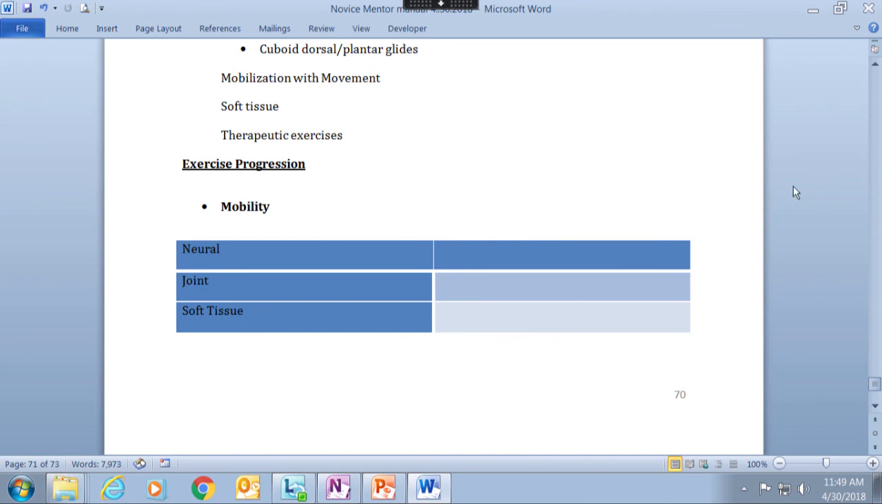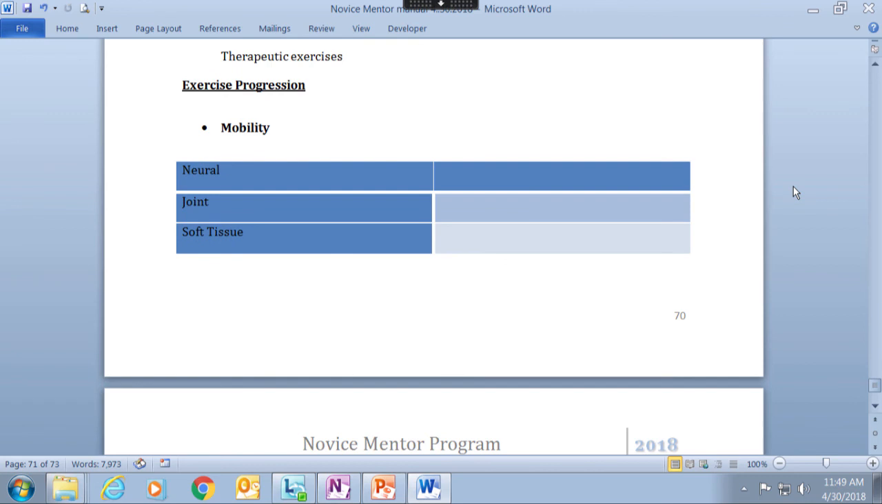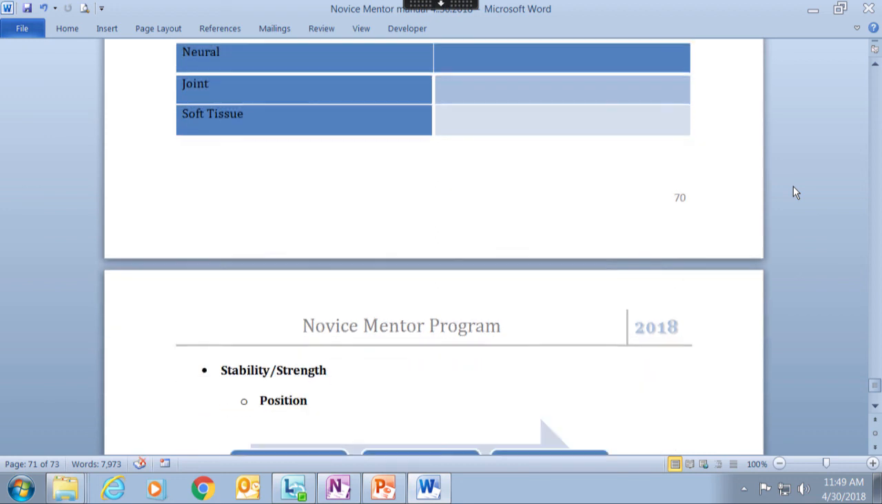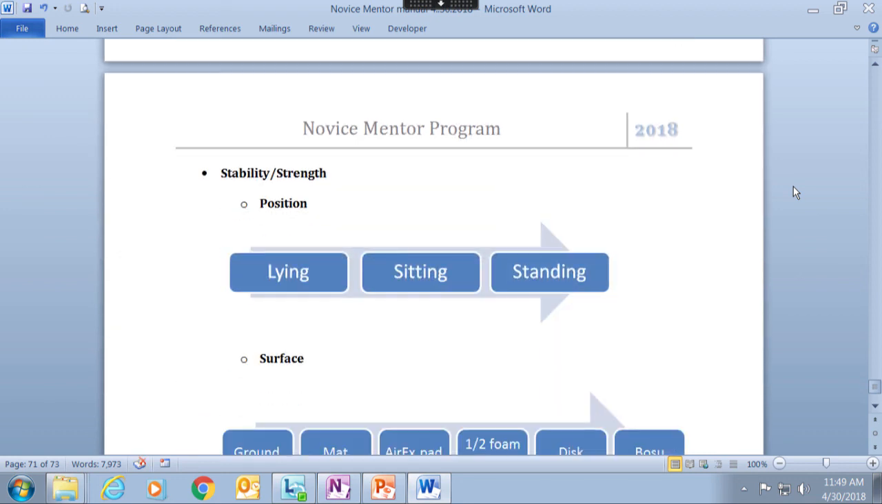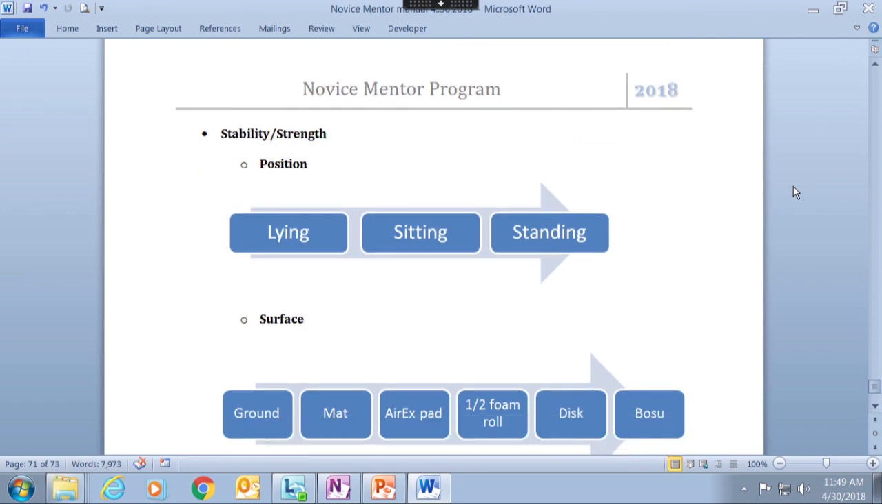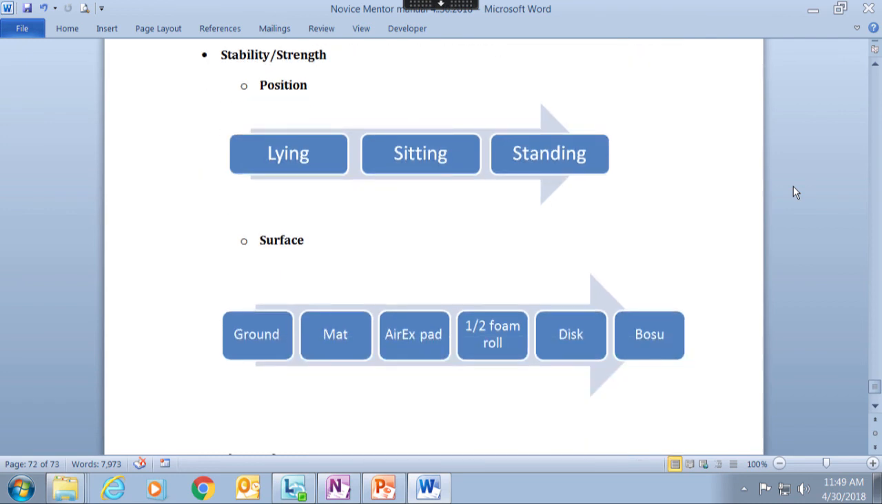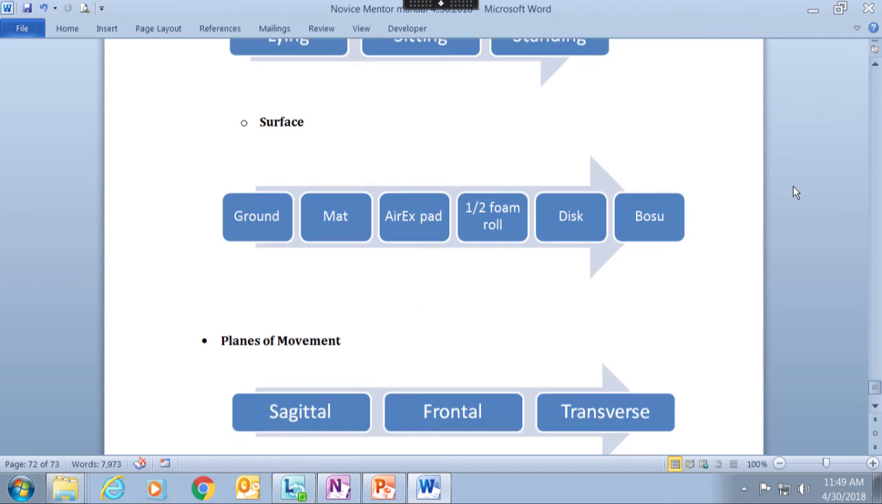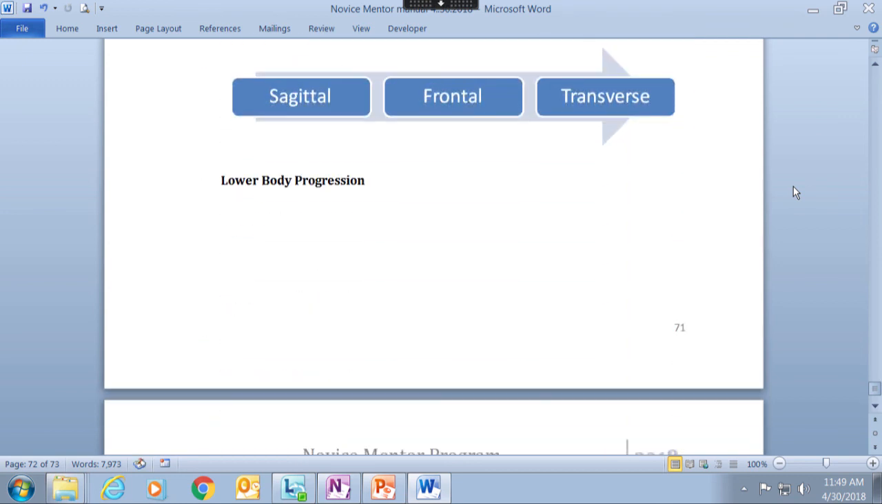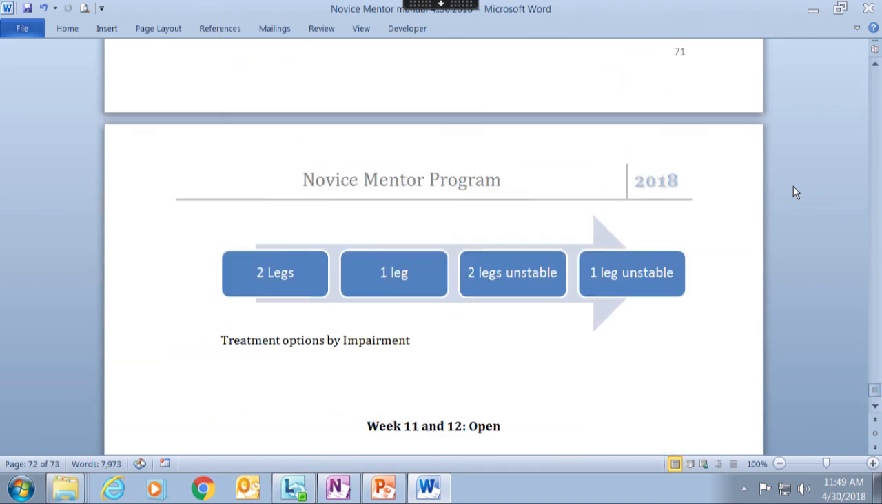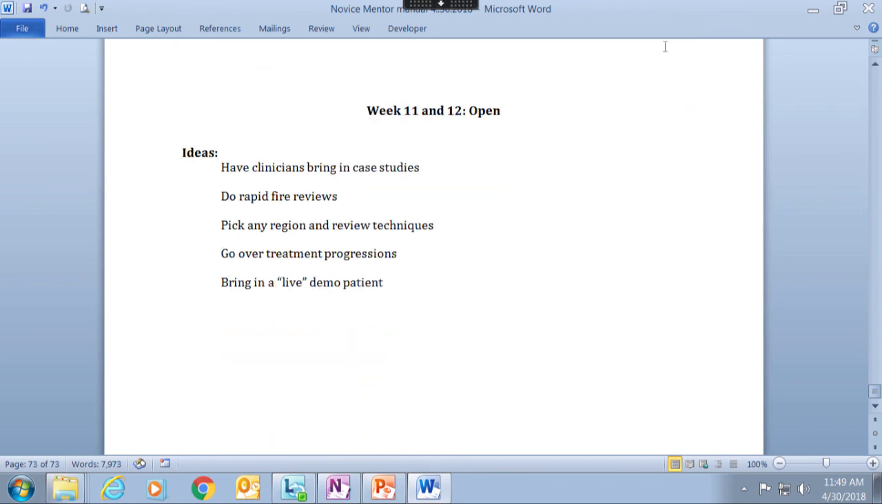From there, you get exercise progression. We talk about mobility trumps stability. You can go through some joint mobility testing, soft tissue techniques for all the muscles we talked about, specific joint mobs, go joint by joint. And then we talk about, again, by positioning, stability, strength, by position, lying, sitting, standing, surfaces, etc. And we're going to talk through definitely the lower body progressions, how you would progress the patient.